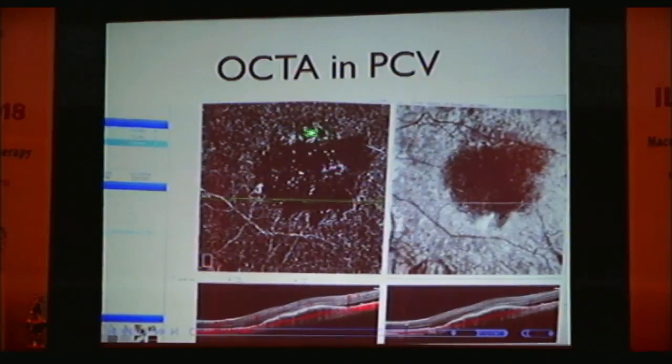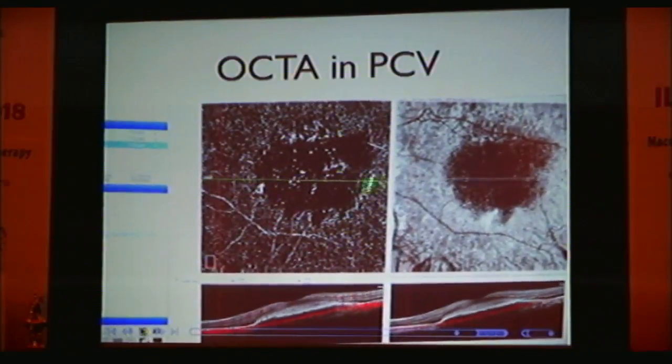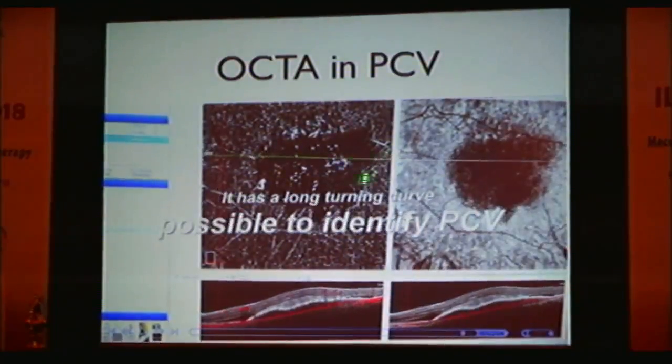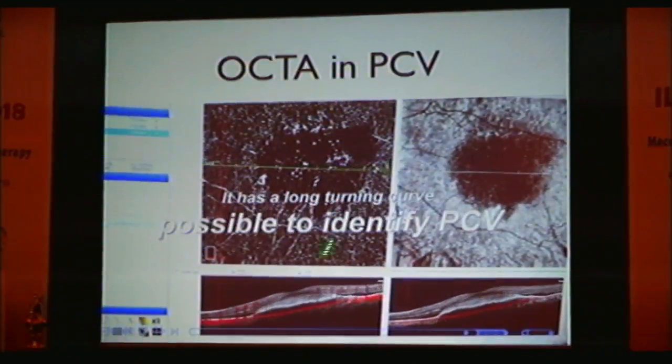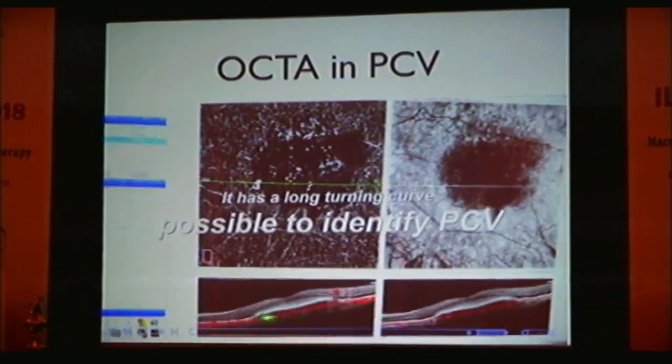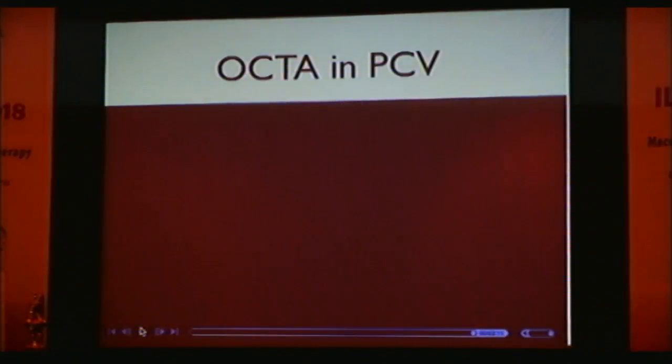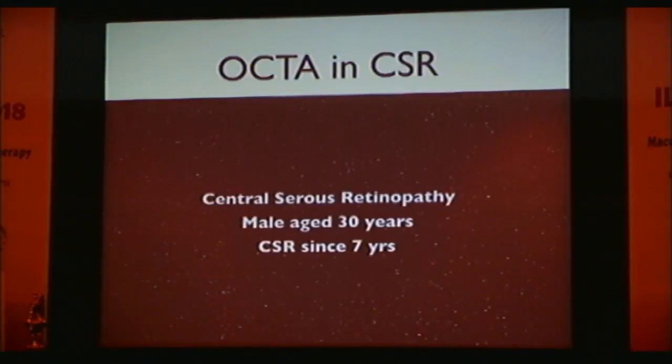Another patient, a lot of polyps in the center of the PED. So you can move this line above and below and look at the line scan accordingly and then make out where it is. So let's now move on to CSR, central serous retinopathy.